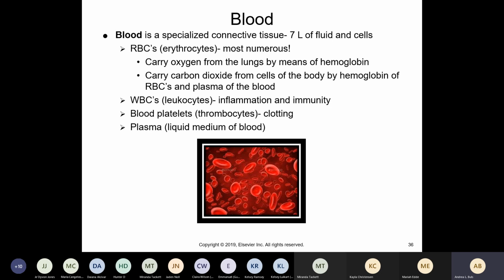And then our white blood cells are called leukocytes, and they're important in inflammation and immunity, and we're going to learn a lot more about that later, especially in pathology. Blood platelets are thrombocytes, and they are in charge of blood clotting. And then plasma is just the liquid that the cells float around in our blood.